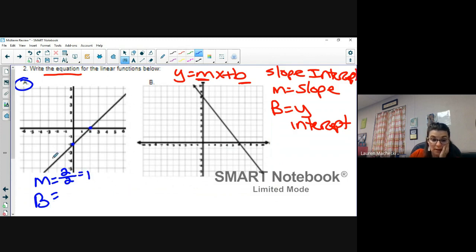Where does it cross the y-axis? It crosses right here at -2. So my equation would be y equals 1x minus 2. Or I could just put y equals x minus 2.